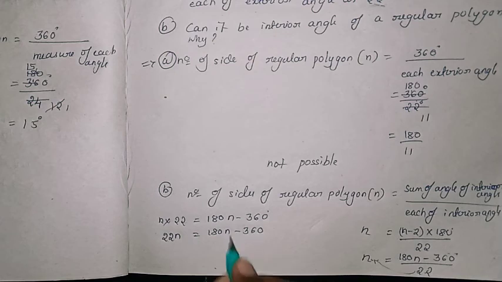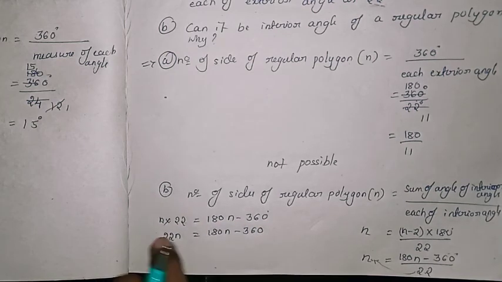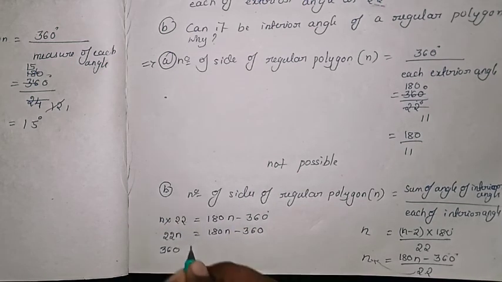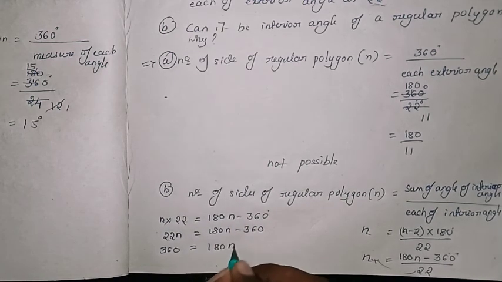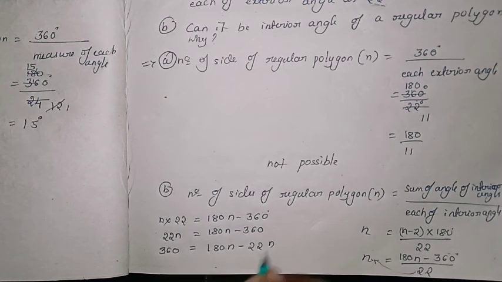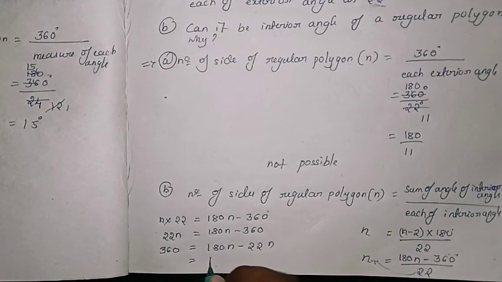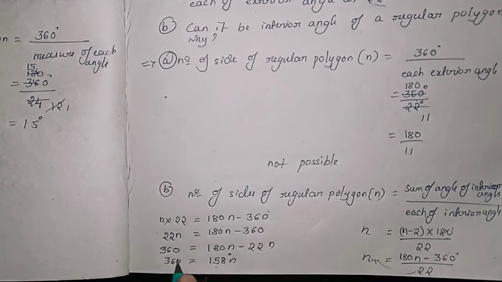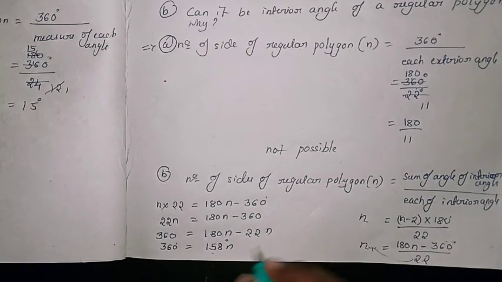As it is negative, I want to convert this into positive. So I will shift 360 to the left-hand side and take this term to the right-hand side. So 360 is equal to 180n minus 22n. So 180 minus 22 is 158. So 158n. So 360 is equal to 158n.